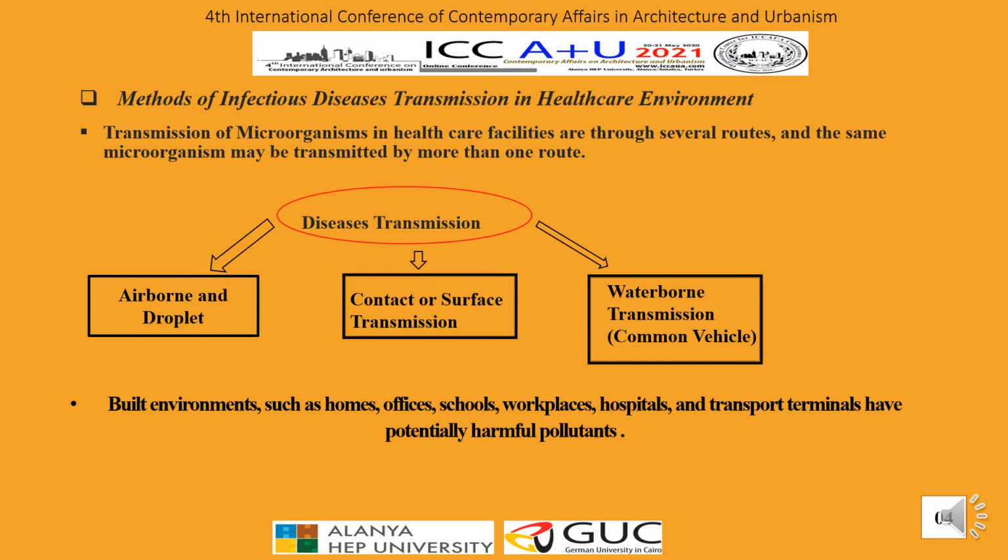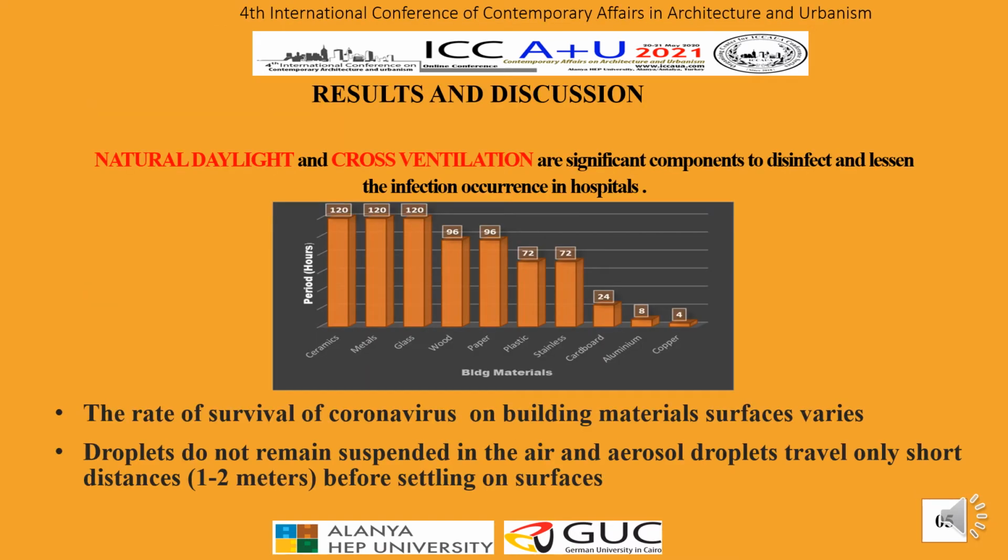Transmission of microorganisms in healthcare facilities is through several routes, and the same microorganism can be transmitted by more than one route. Basically, there are three main modes of transmission of diseases within the healthcare environment. Number 1 is airborne and droplet. Number 2 is contact or surface. Number 3 is waterborne transmission. It is important to know that built environments such as homes, offices, schools, workplaces, hospitals, and transport terminals have potentially harmful pollutants. Result and discussion.